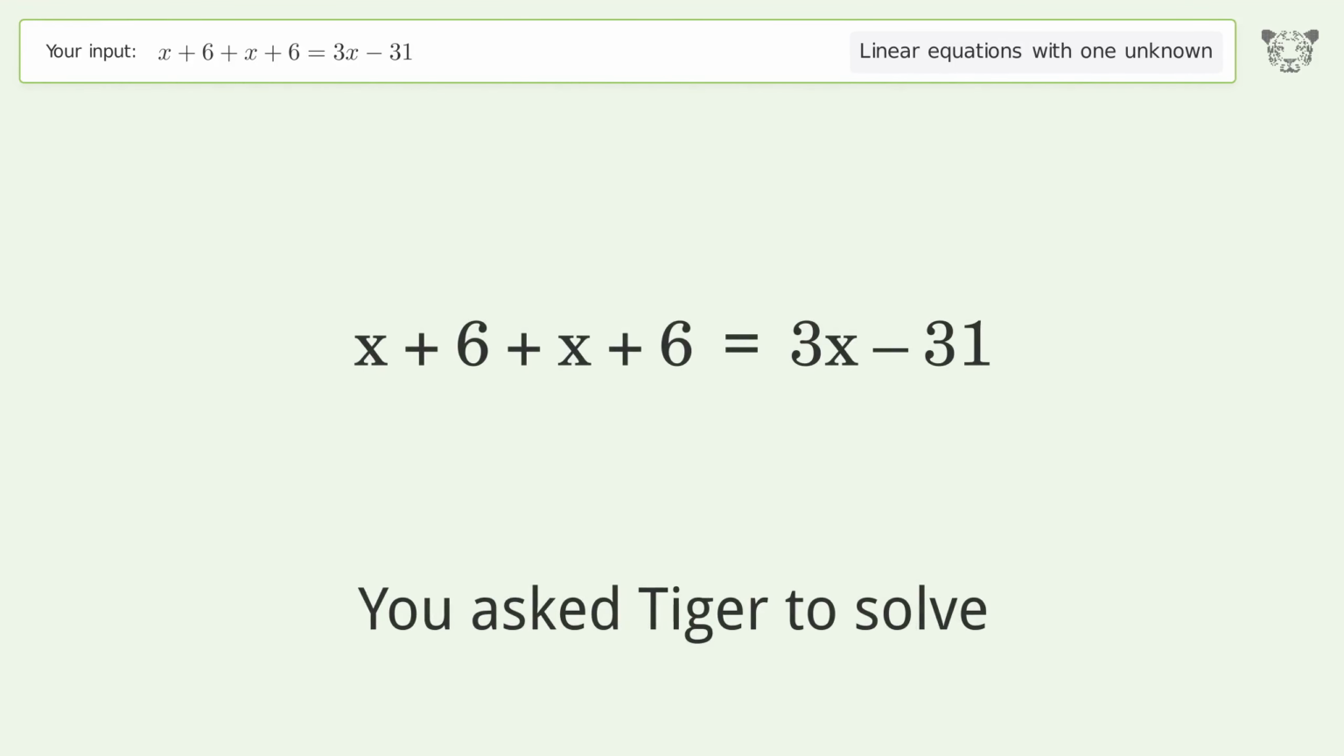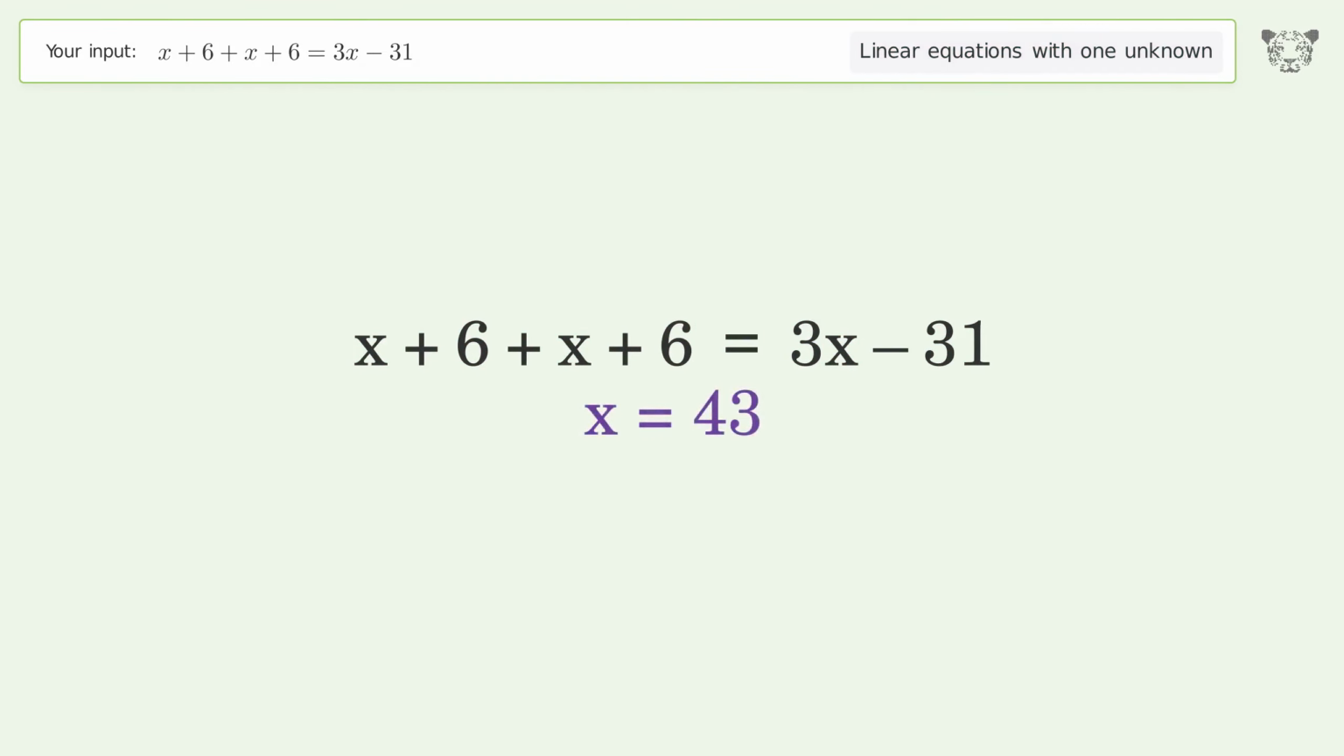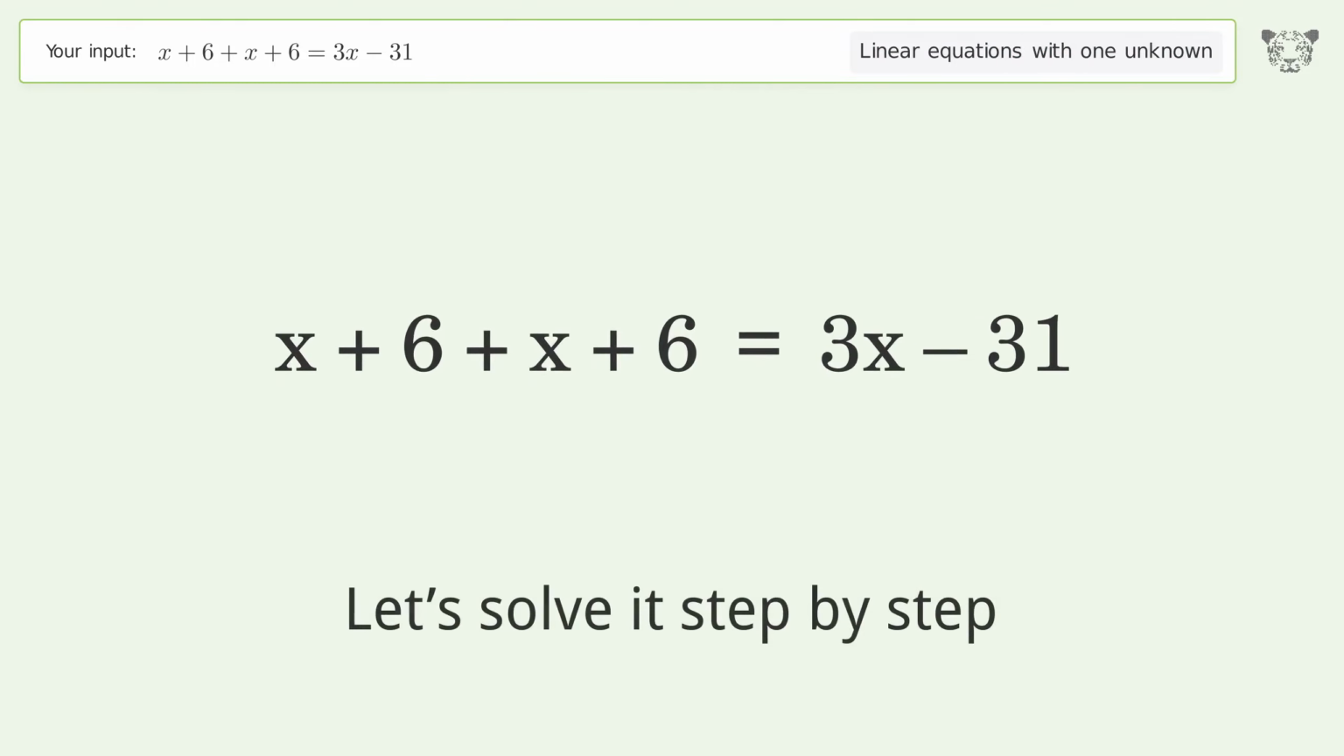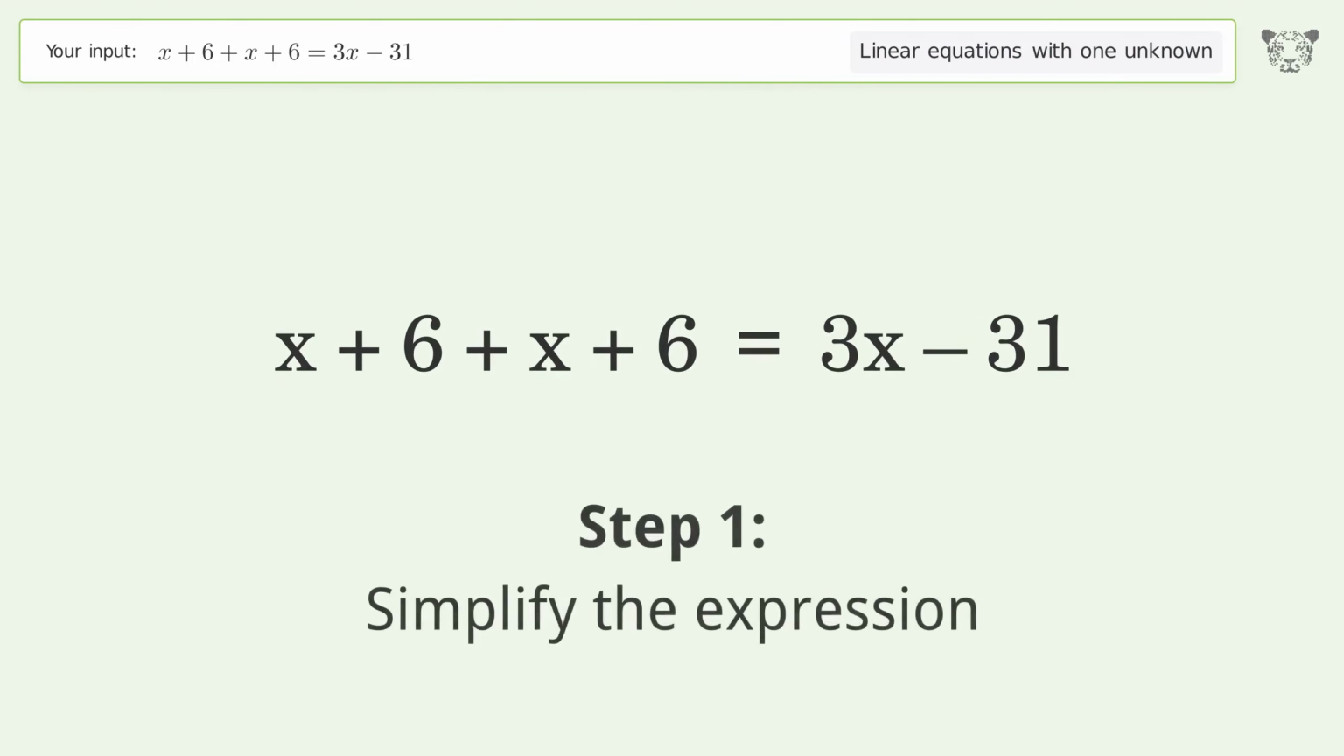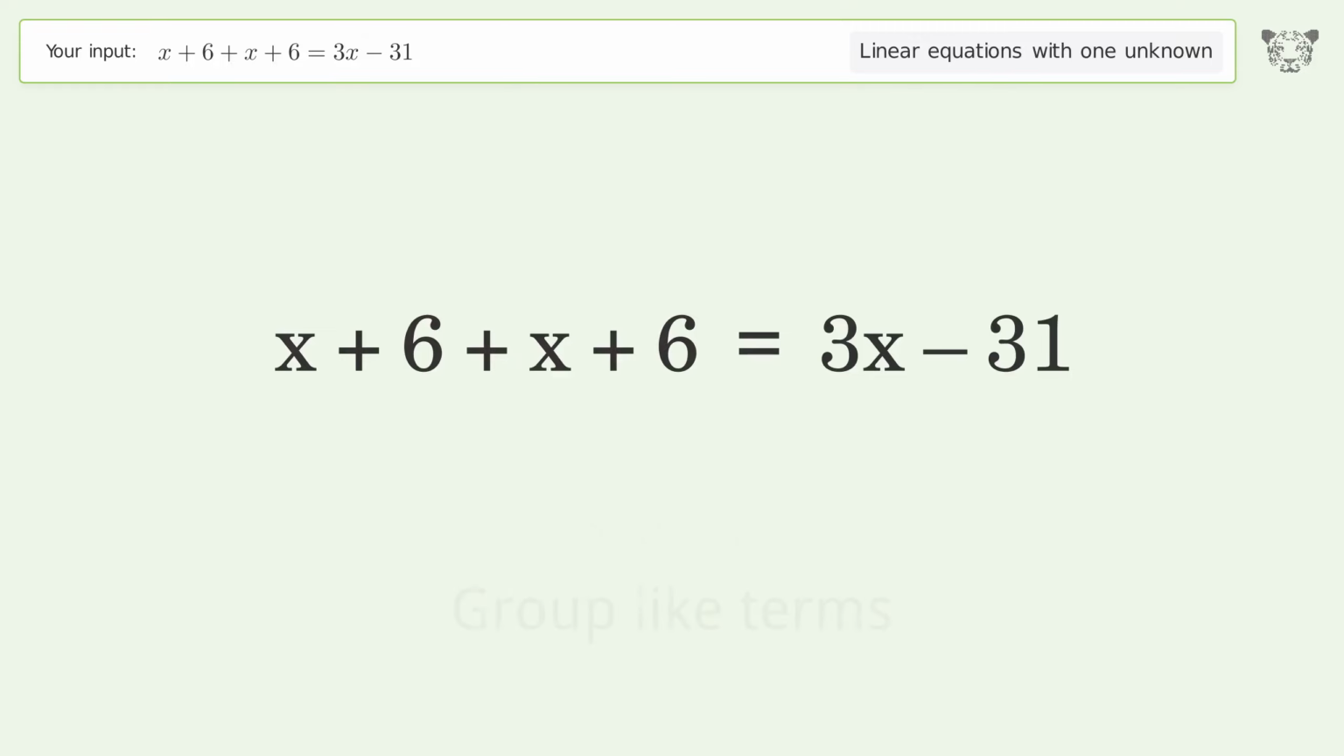You ask Tiger to solve. This deals with linear equations with one unknown. The final result is x equals 43. Let's solve it step by step. Simplify the expression. Group like terms.